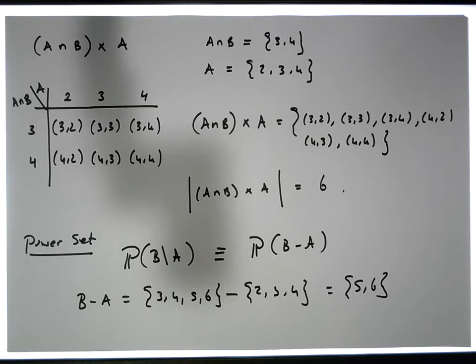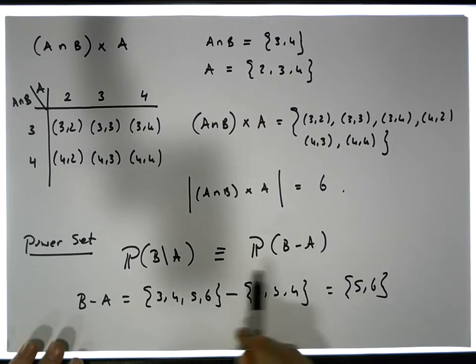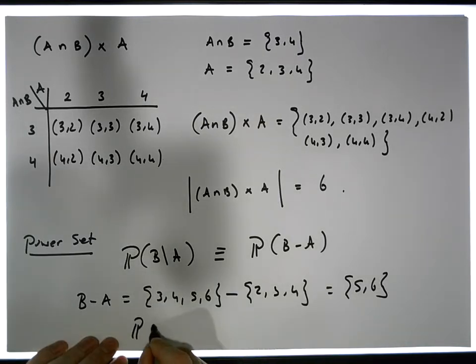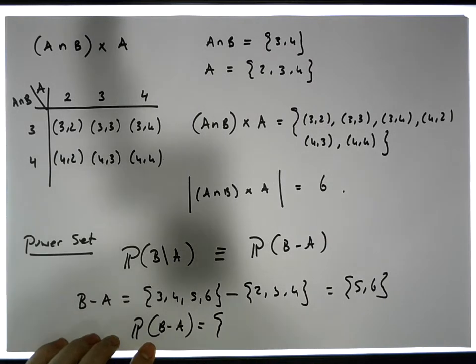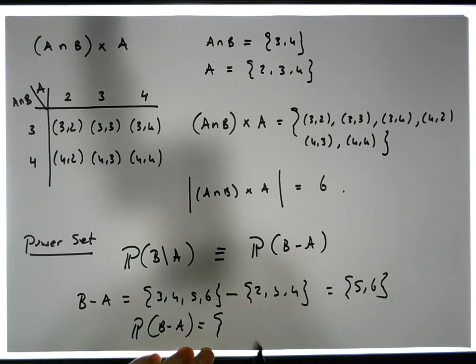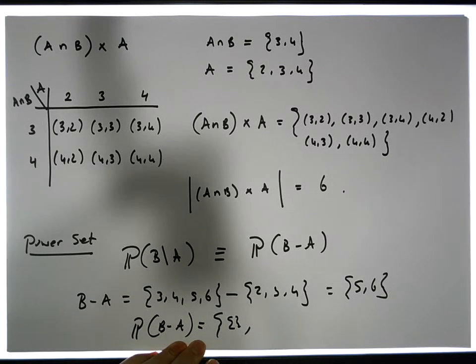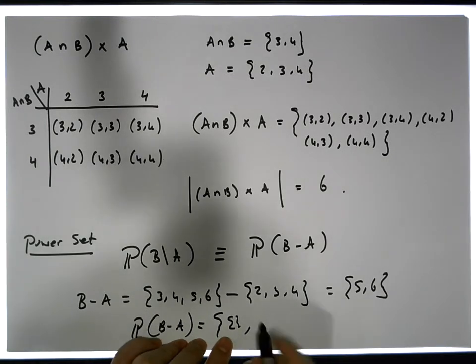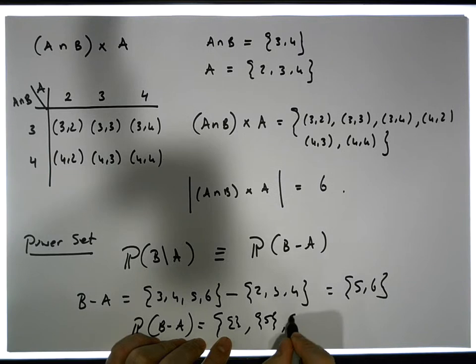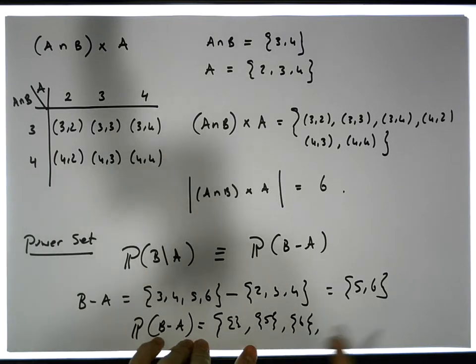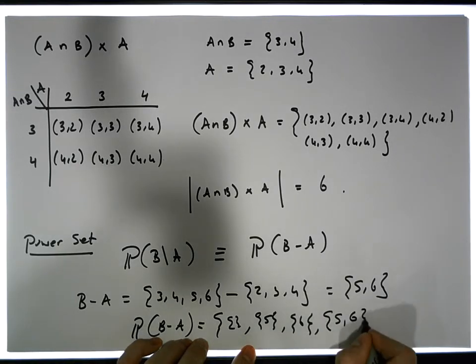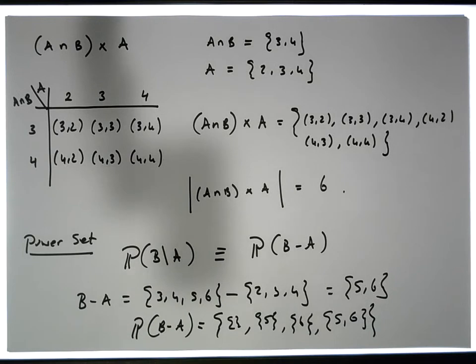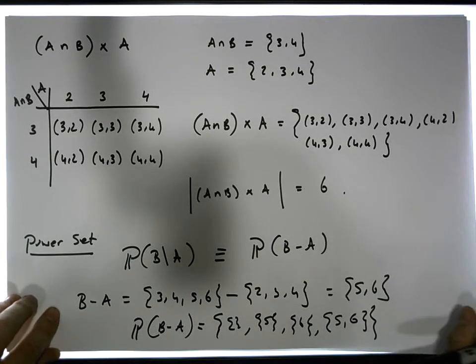Okay, and the power set of B minus A is defined to be all possible subsets. The smallest subset that we could have is the empty set, so let's put that in the power set. The next smallest subsets are the singletons, so we could have a 5, we could have a 6, and then the largest possible subset that we could have of any set is itself. So what we have here is 5 and 6, and that's our power set. Okay, so there's another example of what we could do.